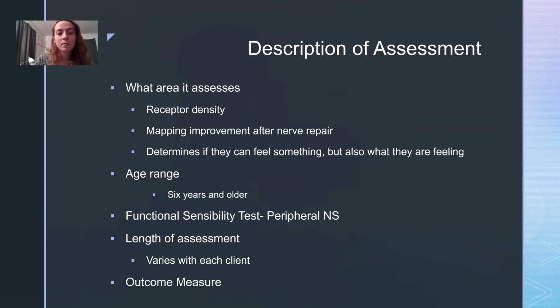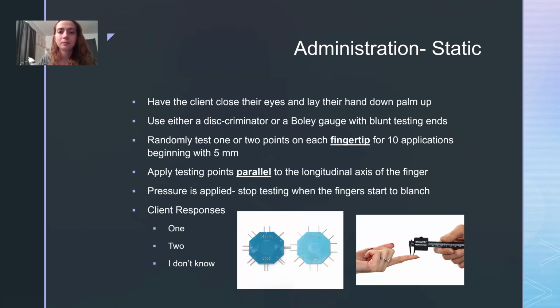So this is considered to be a functional sensibility test. It specifically tests the peripheral nervous system. The length of the assessment varies with each client. It depends on how many fingers you're going to test, and if you do it in the standardized way. For outcome measure, you can use it for progress notes to show sensory improvements over months. You can use it as an evaluation for workers' comp. You cannot use it for writing goals though, because a therapist cannot improve sensation.